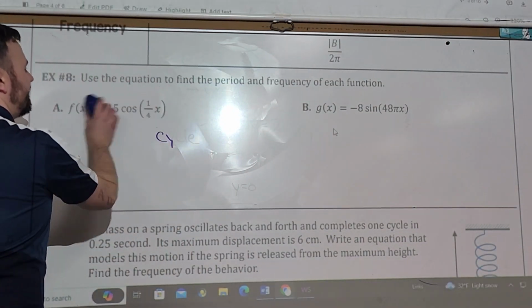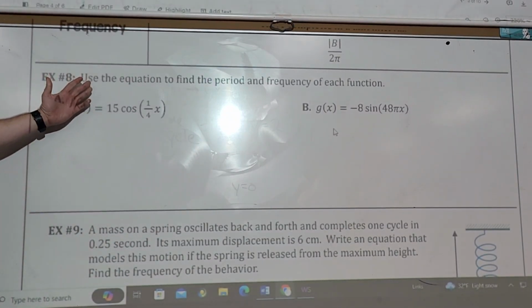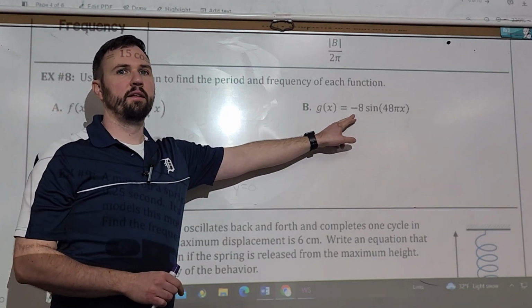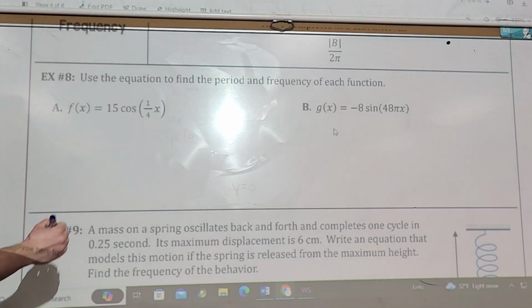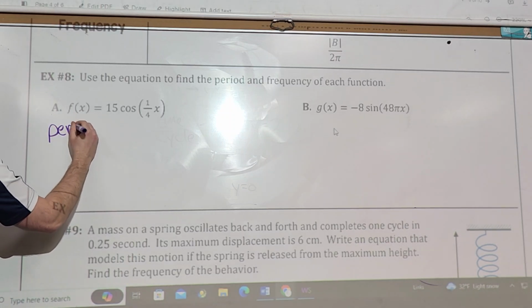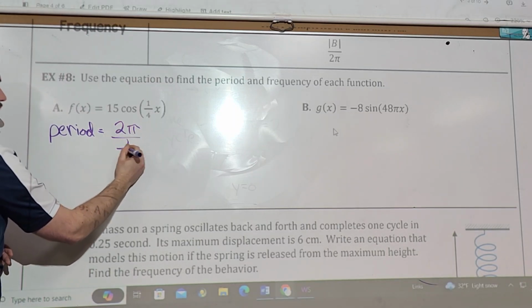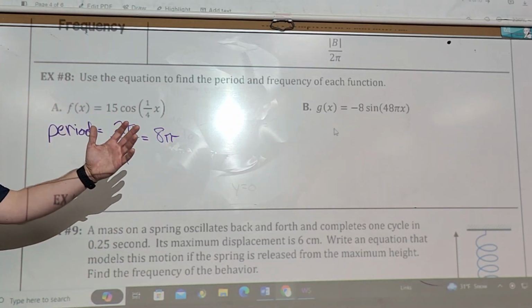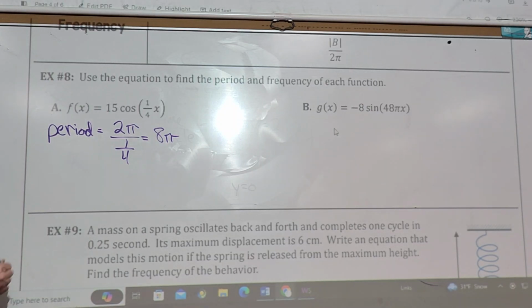All right. Let's use the equation to find the period and frequency. This doesn't take long. What's the number in front give me? Amplitude. What's the number inside give me? B, right? So what's my period? How long does it take to complete one cycle of this beast? Well, it's 2 pi over 1 over 4, which is 8 pi. That means one wave is 8 pi long.